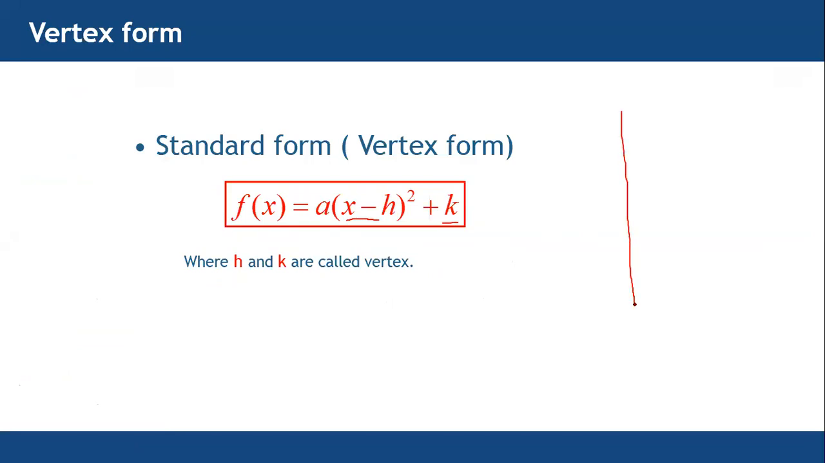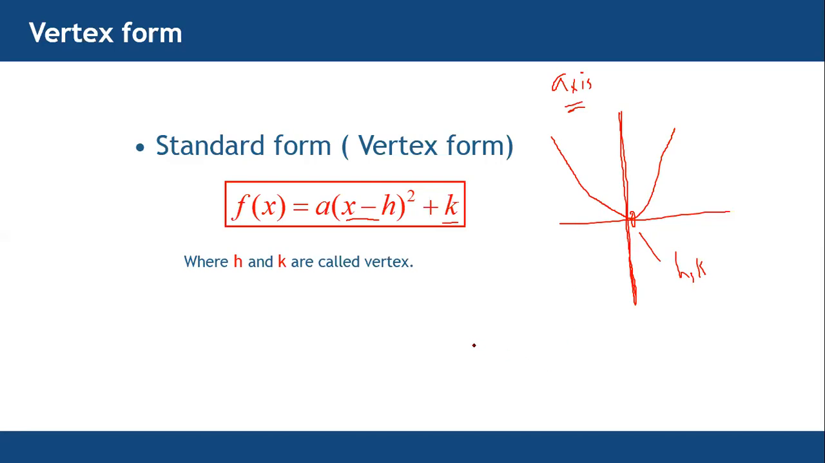Graph of the function. These points are the h and k point. And this line, passing through the h and k point, is called the axis of symmetry, or line of symmetry.